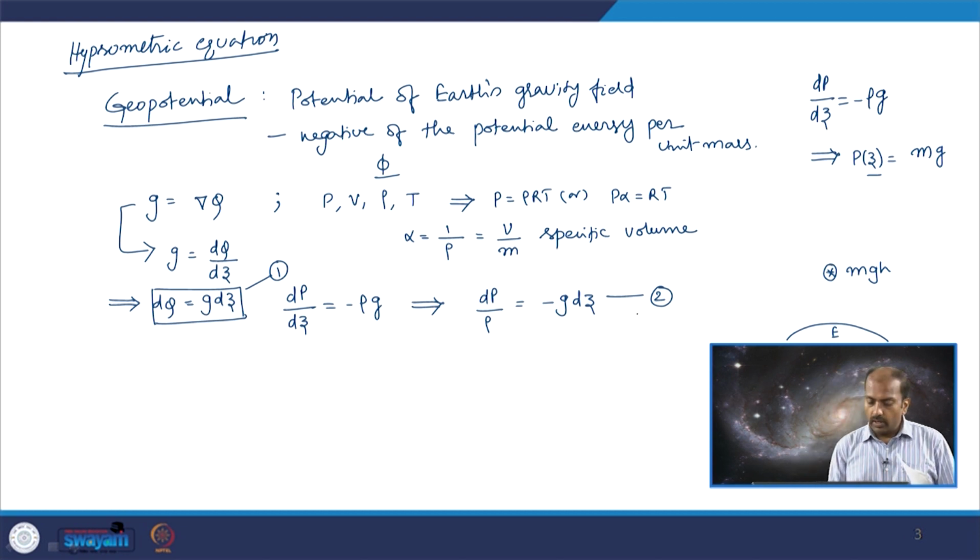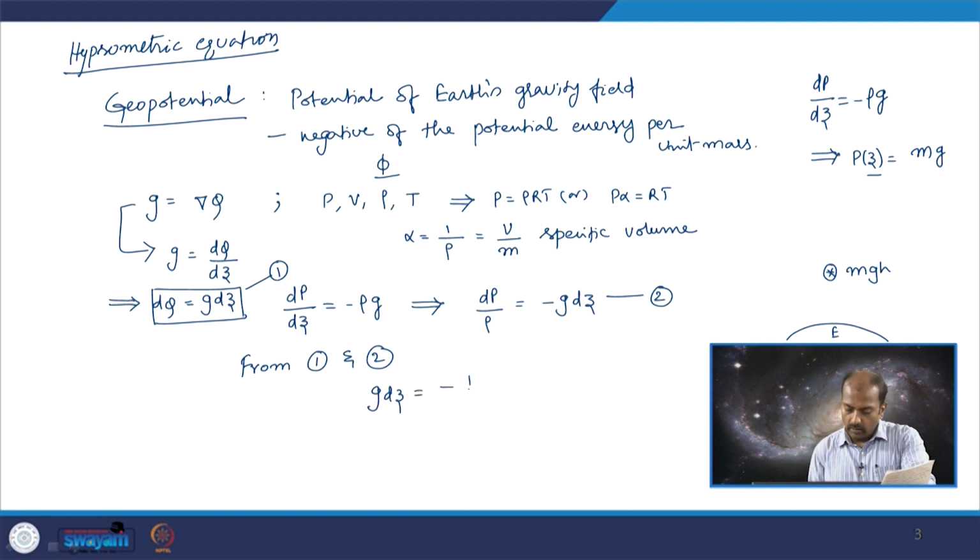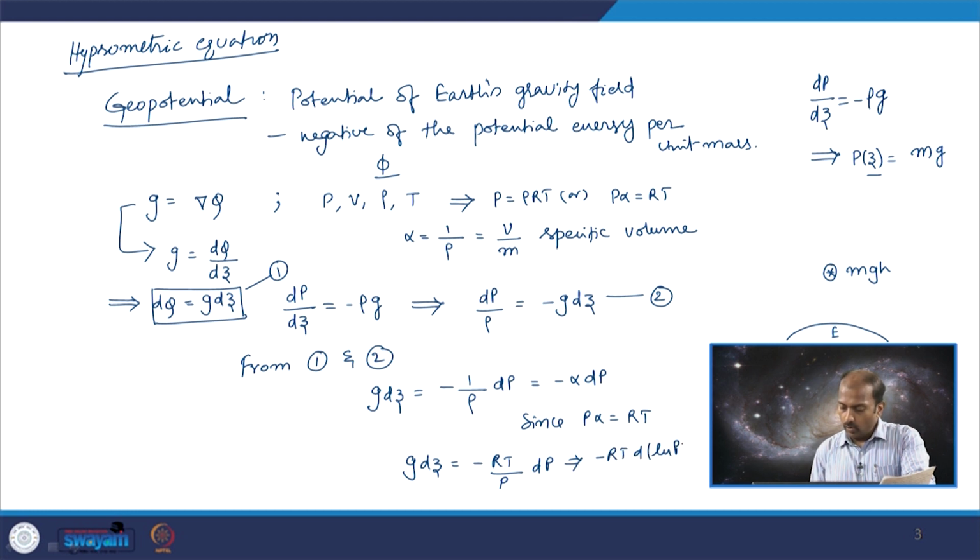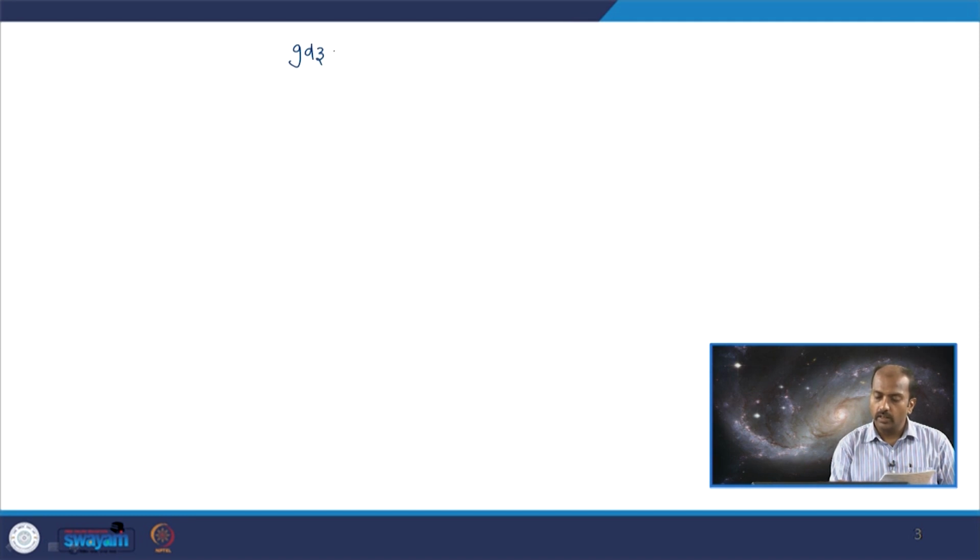Right. So we can equate 1 and 2. We can simply write g dz is equal to minus 1 by rho dp, which is equal to minus alpha dp. Right. Since p alpha is equal to RT, we can write g dz is equal to minus RT by p into dp, which is equal to minus RT d of ln p. We can take this relation to the next slide, that is to say g dz is equal to minus RT d of ln p.